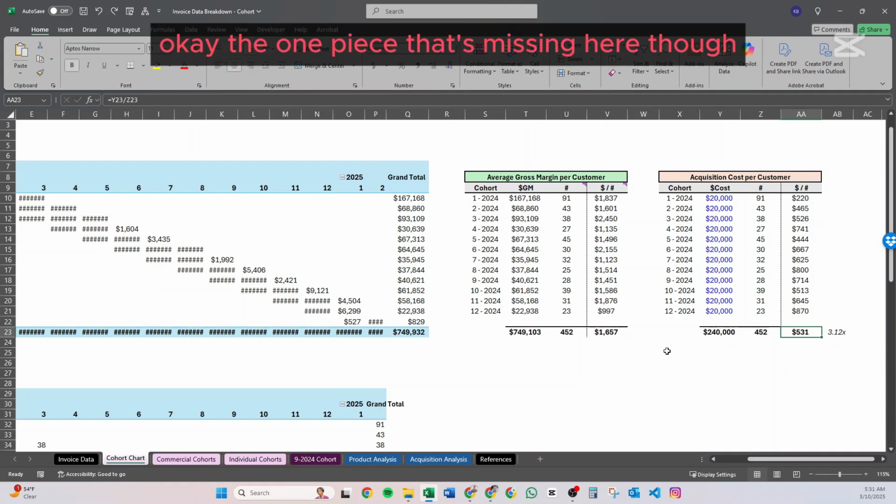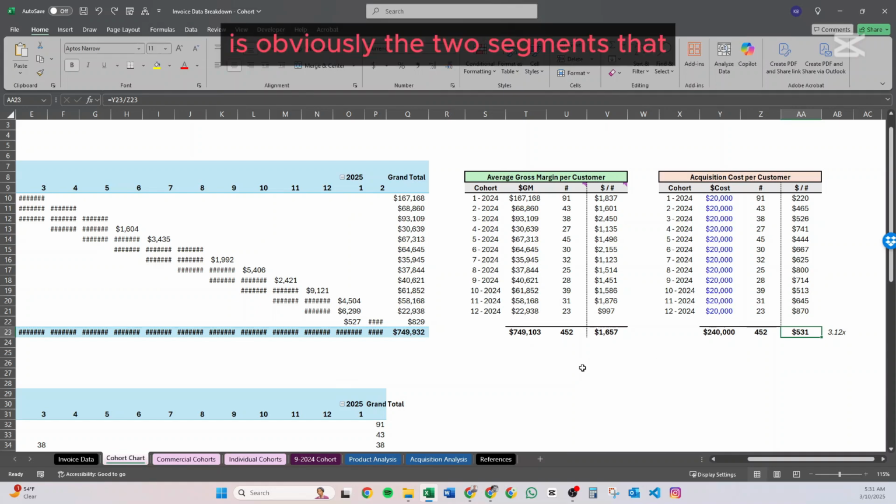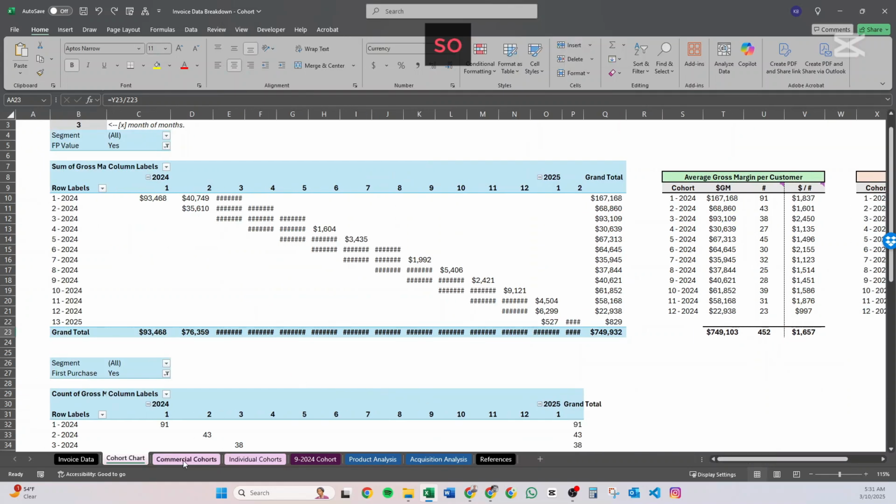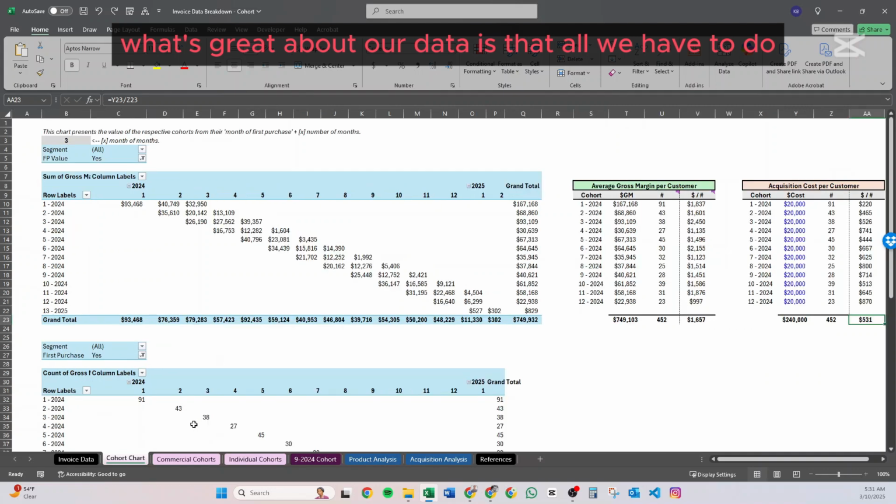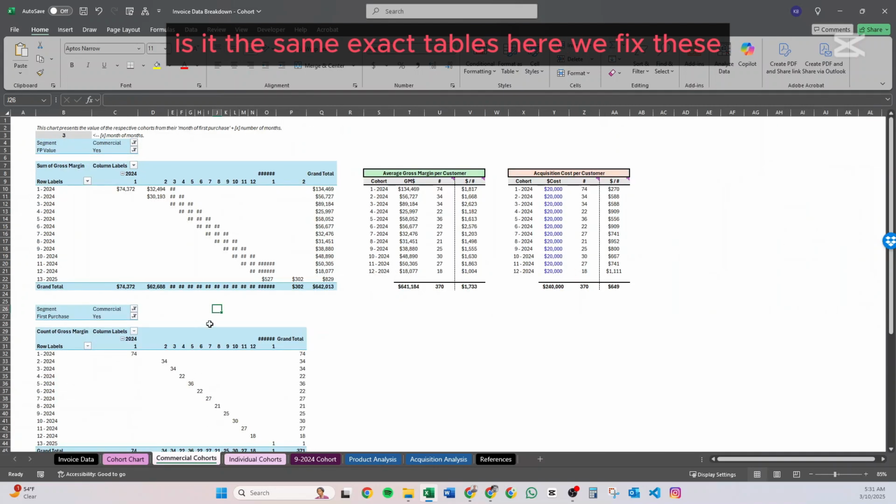Okay, the one piece that's missing here though is obviously the two segments that this particular business is servicing. So what's great about our data is that all we have to do, these are the same exact tables here. Let me fix these.